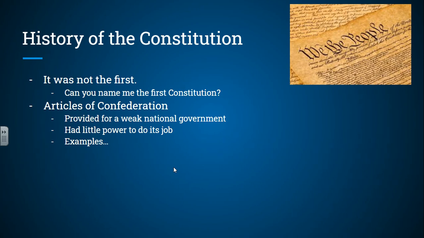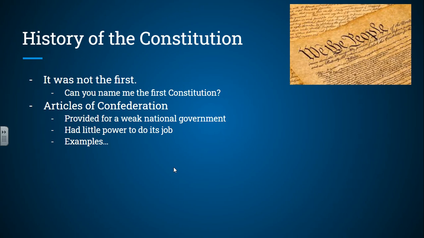Congress didn't have the power to tax. So there could have been taxes at the state level, but there was no federal tax. So you say, well, then what's the big deal here? Well, they rely on tax dollars to provide services from the federal level.